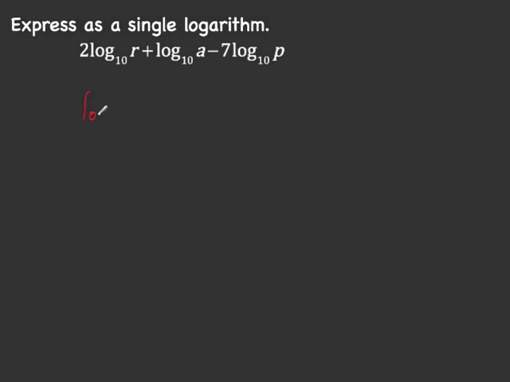So we get log base 10 of r squared plus the log base 10 of a minus the log base 10 of p to the 7th. Now here, in this set of parentheses, I'm adding, so I can multiply these two together. Log base 10 of r squared times a minus the log base 10 of p to the 7th. I was using the first law of logarithms.